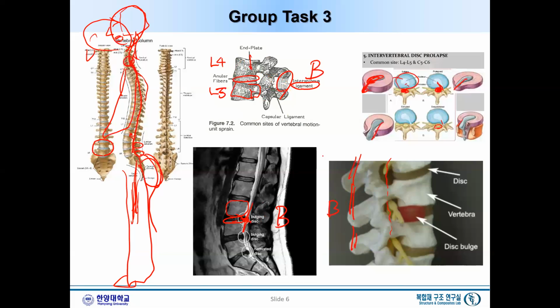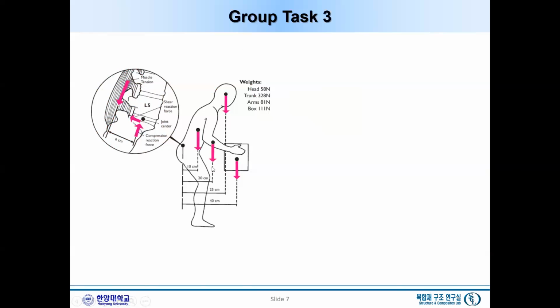Now, what we would like to do here is apply what we have learned so far, mainly equilibrium. In this case, we have a certain weight. This is very important.